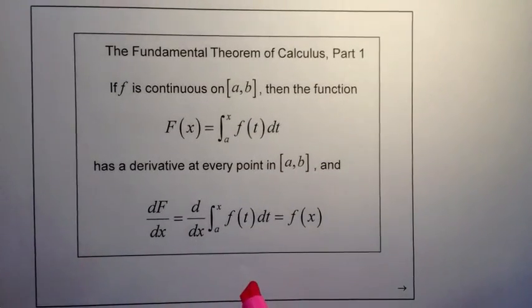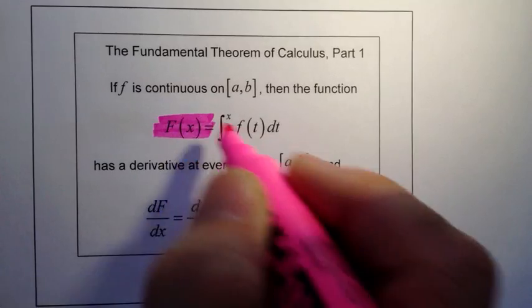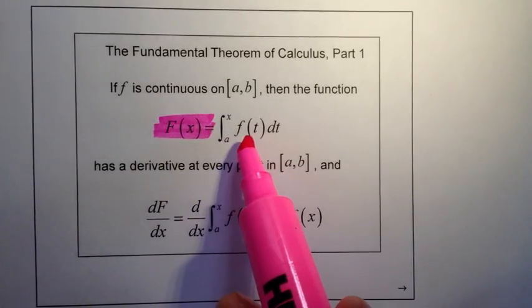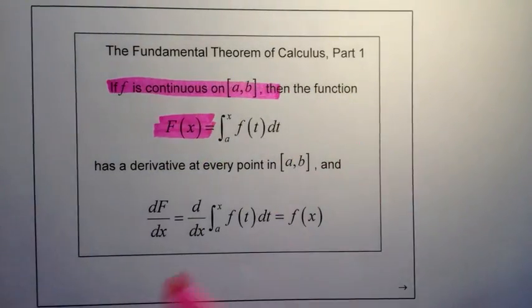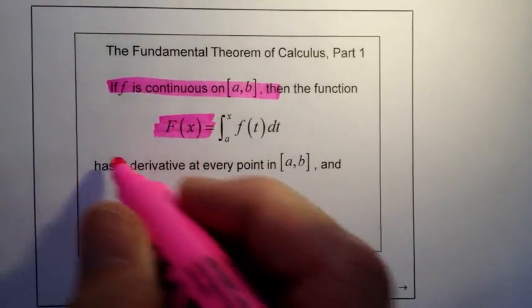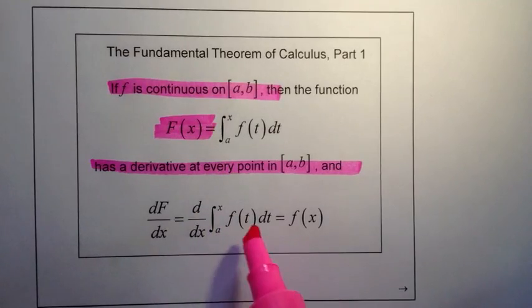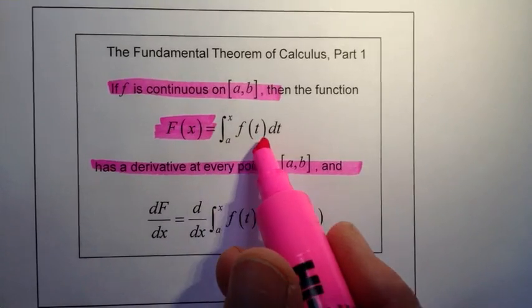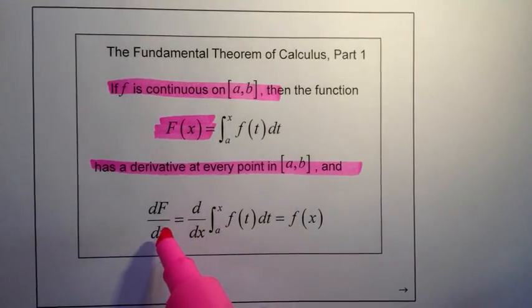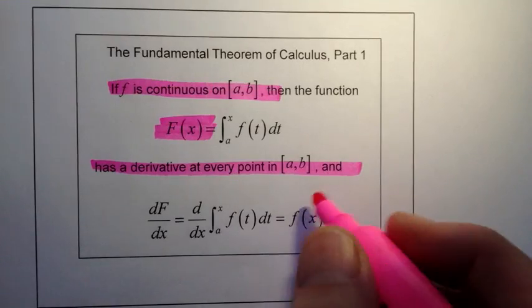We are now defining functions as integrals. Notice that capital F of x is the integral of lowercase f. Now f has to be continuous over a closed interval, and the function F of x has a derivative at every point, and the derivative of F is the derivative of the integral. Since capital F of x represents the integral of lowercase f, then we would say that the derivative of uppercase F is the derivative of the integral, which is just f of x.